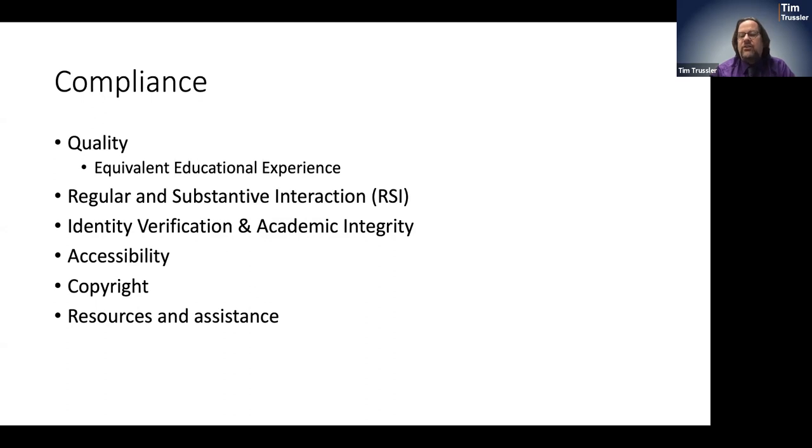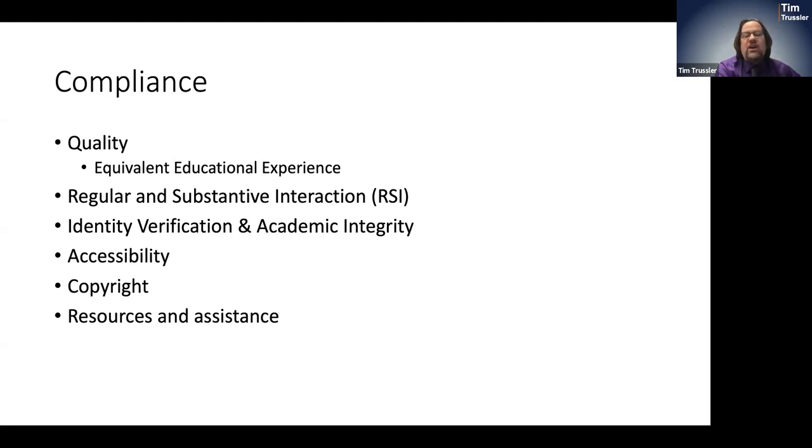Okay, regular and substantive interaction means that you're actually in the course. We talked about this with instructor presence. There's a lot of ways to do it, but basically what they're saying is you don't go live the first day of the quarter and then Canvas grades everything automatically, and then the last day of the quarter you say 3.6 and submit it in the instructor briefcase. You're there in that course being a part of it.